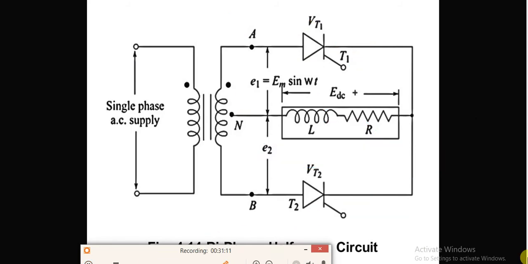Now we will see how the circuit works during both positive half cycle and negative half cycle. What is the direction of current flow during the positive half cycle as well as the negative half cycle? What is the direction of current flow through this inductive load?